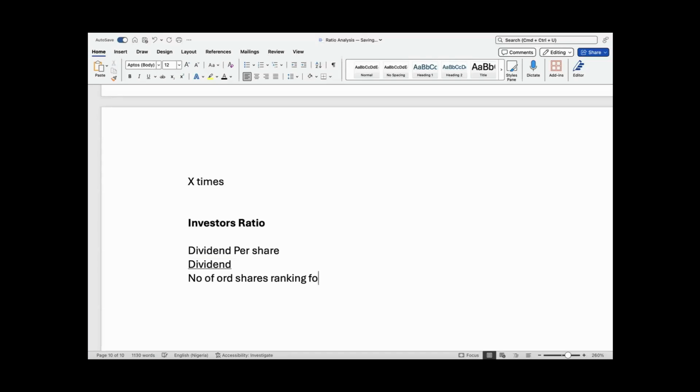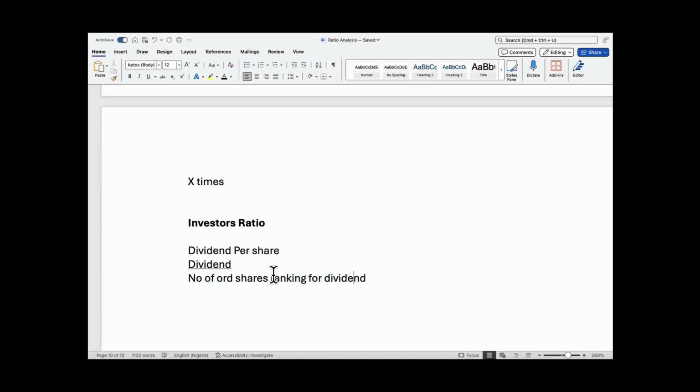ranking for dividend. I just needed to mention this ranking for dividend. It might not be mentioned like that in the exam. It might just give you the number of shares and you use it like that. But you need to know that it's really the number of ordinary shares ranking for dividend that we put as denominator here. Because it's not all shareholders that are ranking for dividend in a particular fiscal year or financial year.